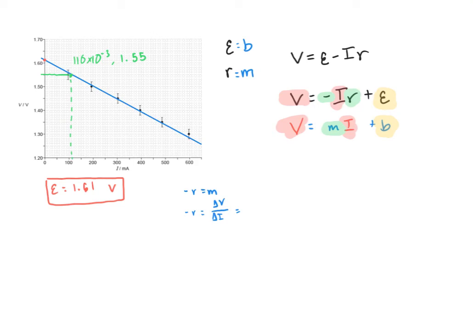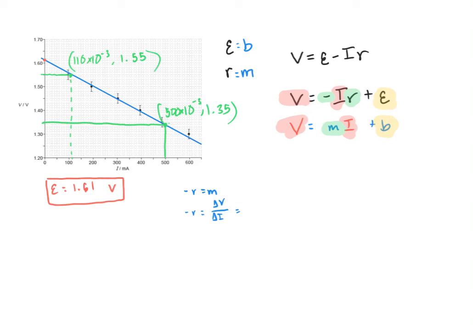We can do the same with a second point on our graph. I'm going to go ahead and find another nice looking point. So let's look at, I'm going to go ahead over to 500, go up to where that meets, and go all the way over. So our second point is going to be 500 times 10 to the negative third and 1.35. And we can go ahead and plug these points into our equation.